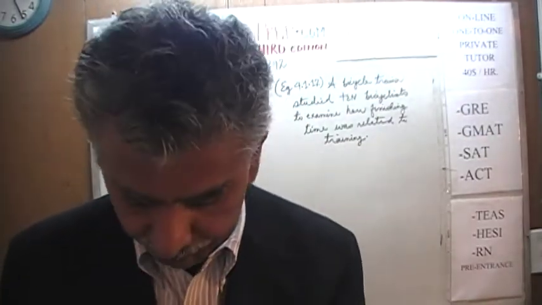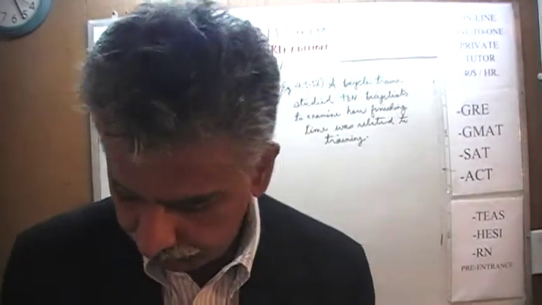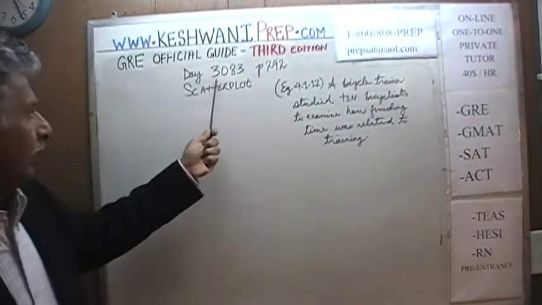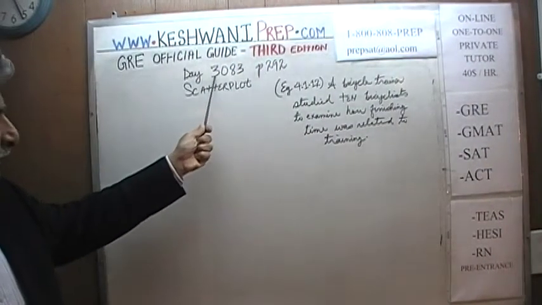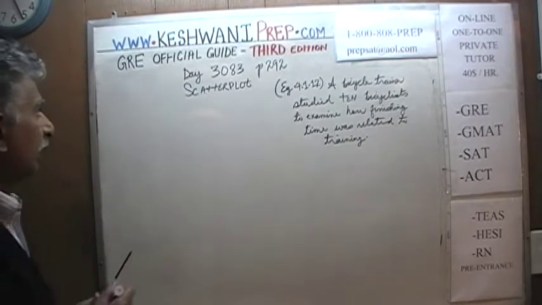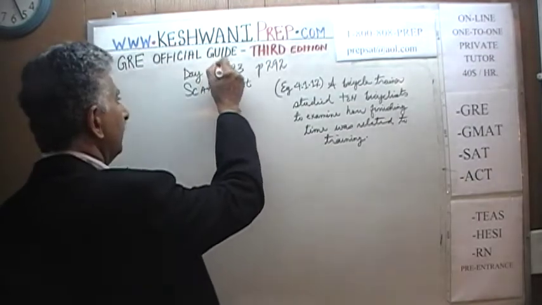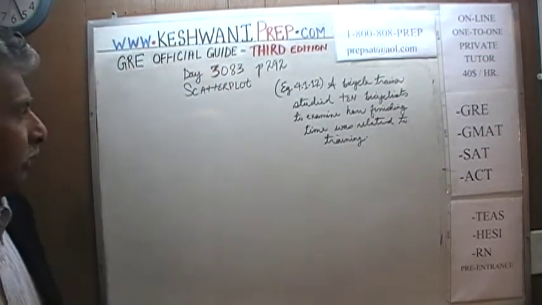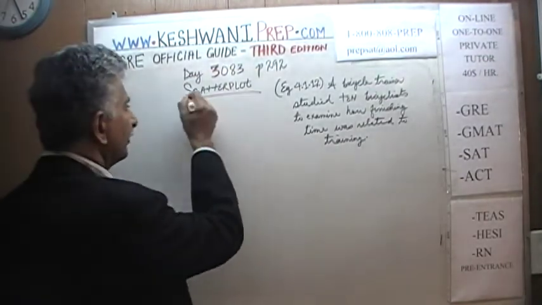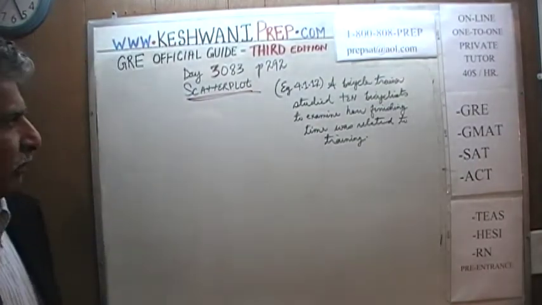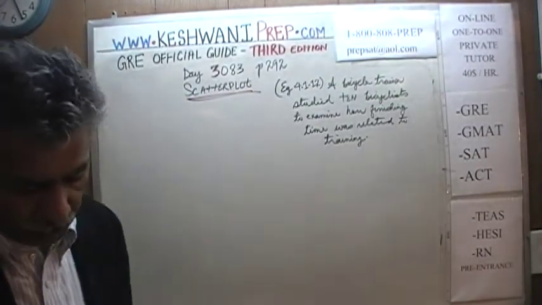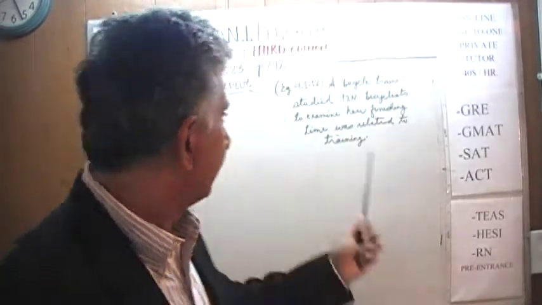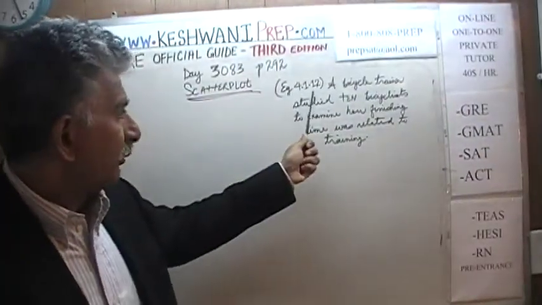Today is our lesson number 83. Day 3083, the 3 is to indicate that we are in the third edition, day 83. We are on page 292, and today we'll discuss the topic of scatterplot. We'll deal with the example that you see on page 292, example 4.1.2.